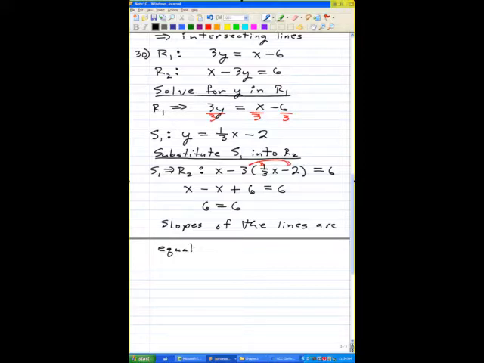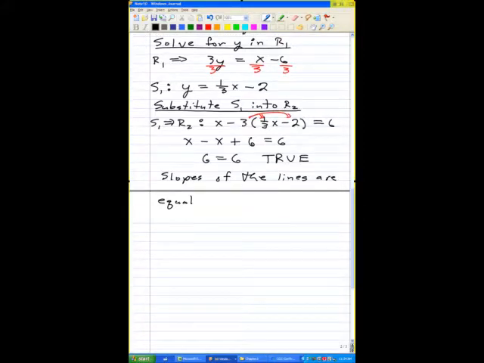And now I've got to determine, is this going to be a pair of parallel lines, or is this going to be two lines that are coincident? So first off, is 6 equal to 6? Yes. So that's a true statement. If that's a true statement, then this is a dependent system. So it's a dependent system of linear equations. This is the case of coincident lines. These two equations were the same equation. And so I have two lines, but they're actually the same line.